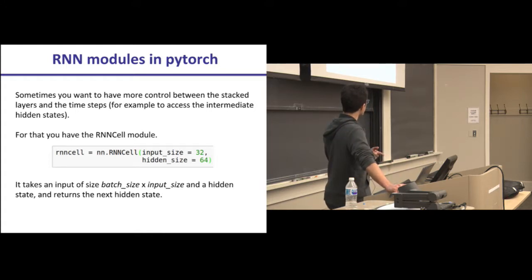So it becomes, for example, extremely useful if you're using something like attention, that you'll see later, or in many situations. But if you have the choice, use the other one because this is much slower. And you've also got an LSTM cell and a GRU cell to use.